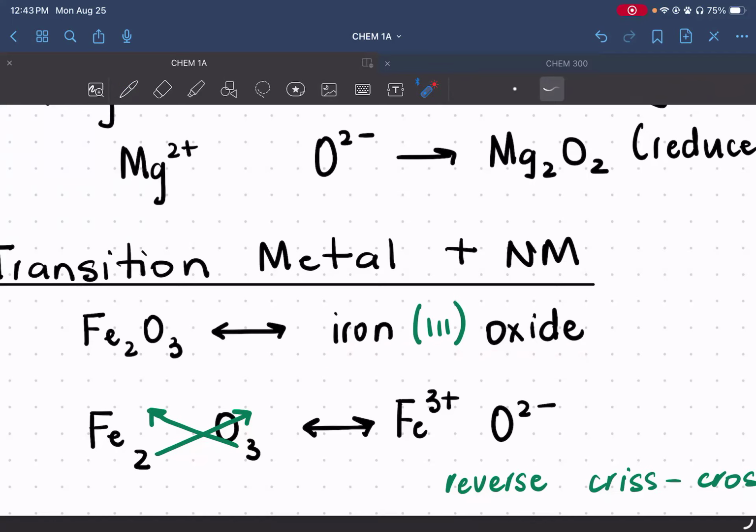And remember, we don't need to specify the plus. Why? The iron is on the left. The iron is also a transition metal.